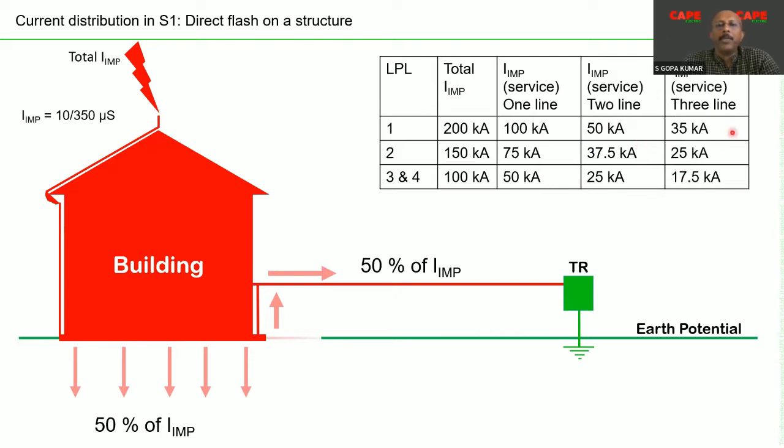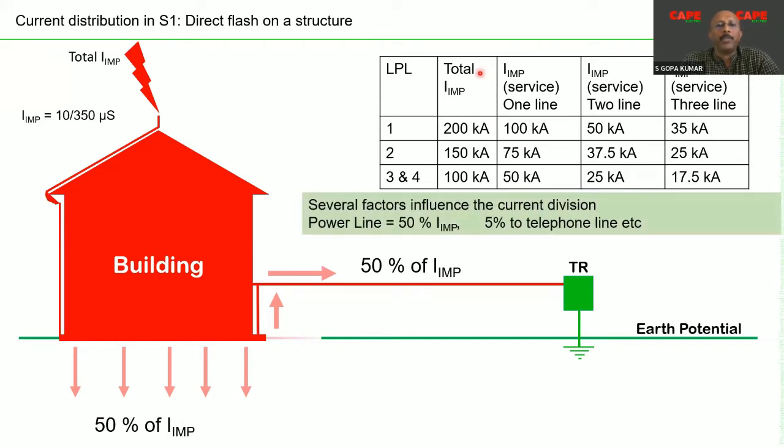If you have 3 services, your current is reduced further. Where this is applicable is, imagine you have a large industrial or commercial building where you have 3 transformers. Under that condition, you have to do the calculation for 3 lines, because the current through each line may be lesser, but we also should consider the impedances, the distances, line impedances, and so on. But in practice, the current is diverted to the service, and if you have more services, the current through each of the services is less.